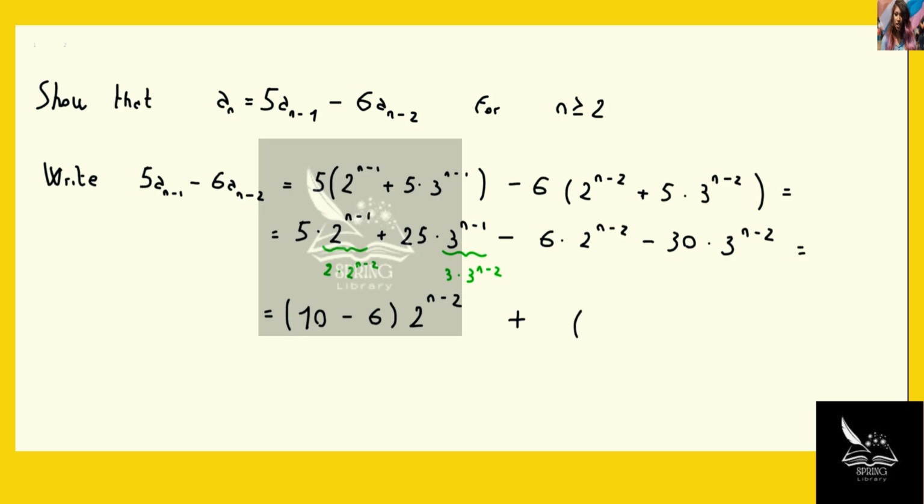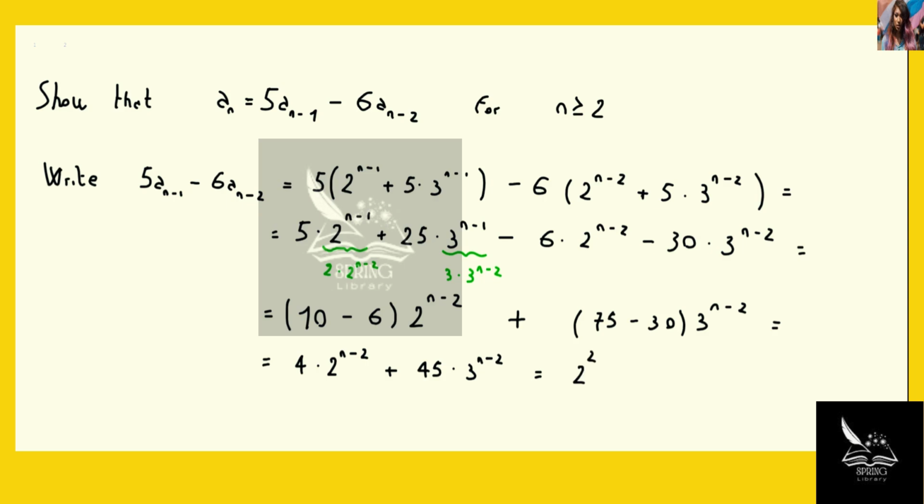And then we have plus, and now we factor out the coefficients of the power of 3 to the n minus 2, which is 75 minus 30, 3 to the n minus 2. Now we do these sums here. So this is 4 times 2 to the n minus 2 plus 45 times 3 to the n minus 2.